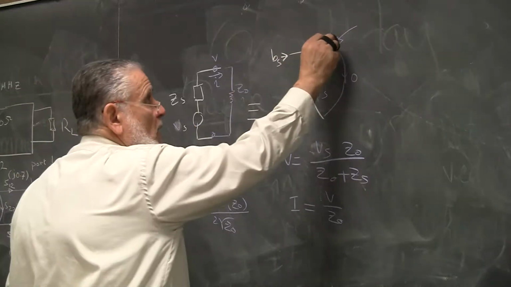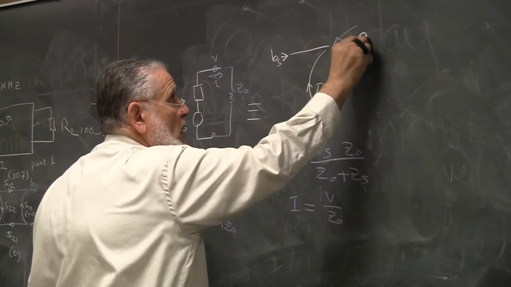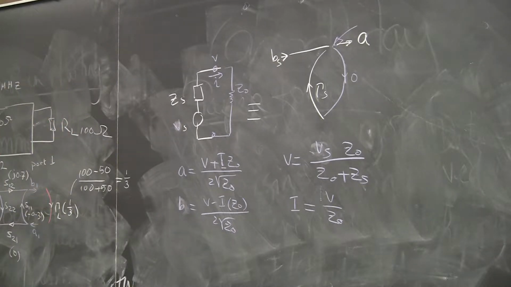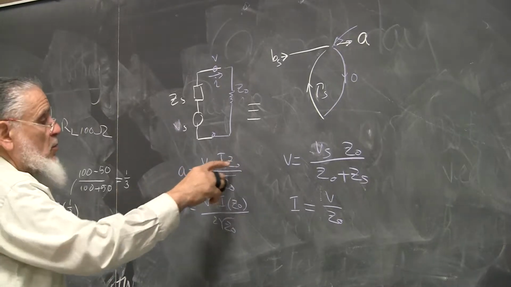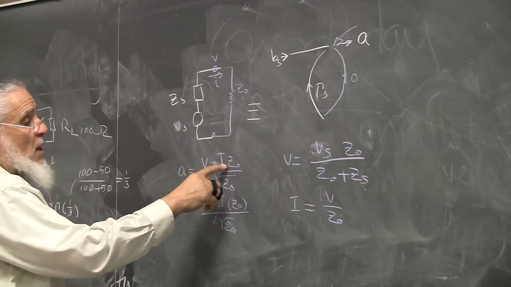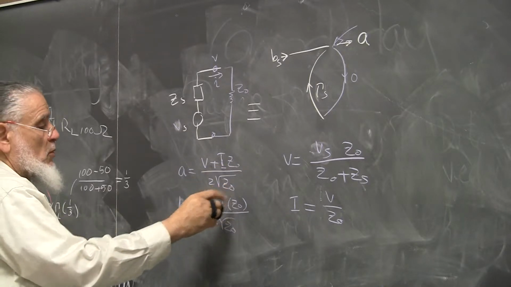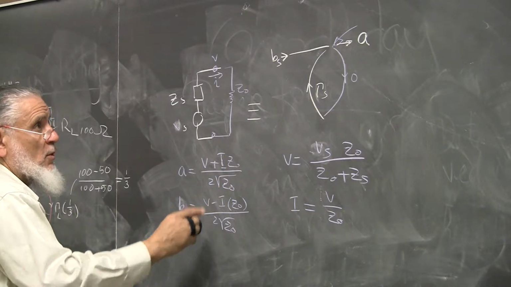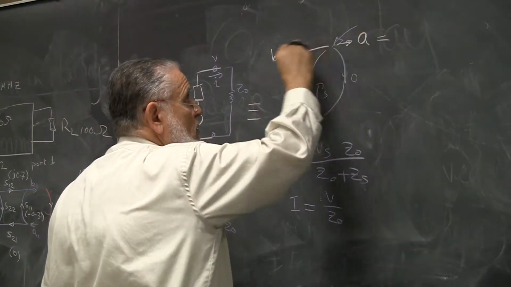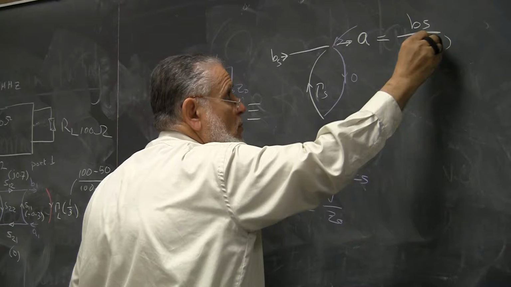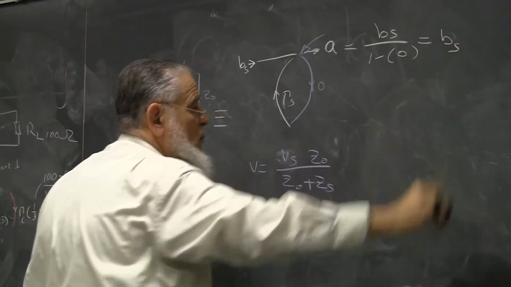The signal at this location here is actually your A, that is going into the load. So that is the sum of these two. So V plus I Z naught, that means 2V divided by 2 square root of Z naught. So your A here is equal to obviously BS divided by 1 minus the loop gain, which is 0. So it's equal to BS.